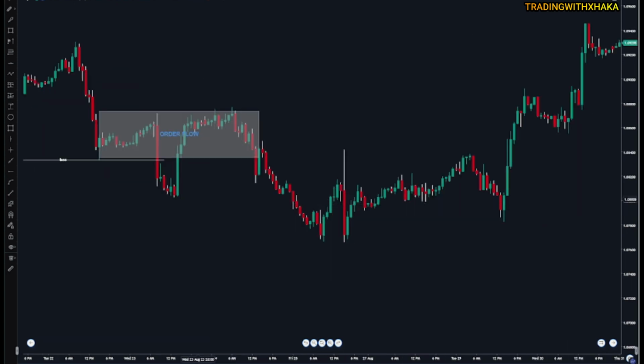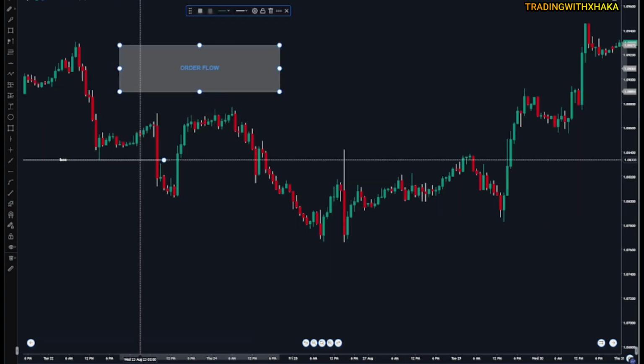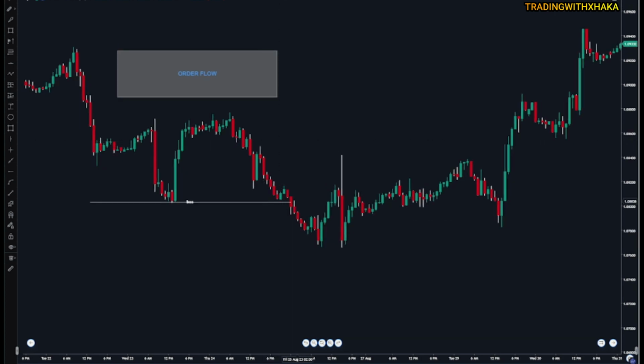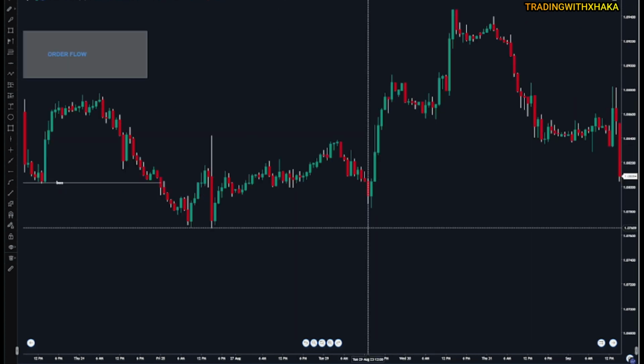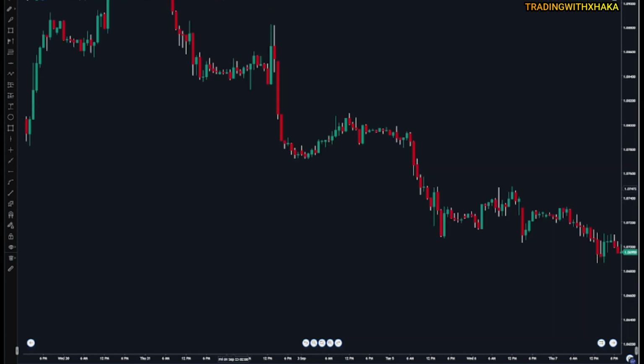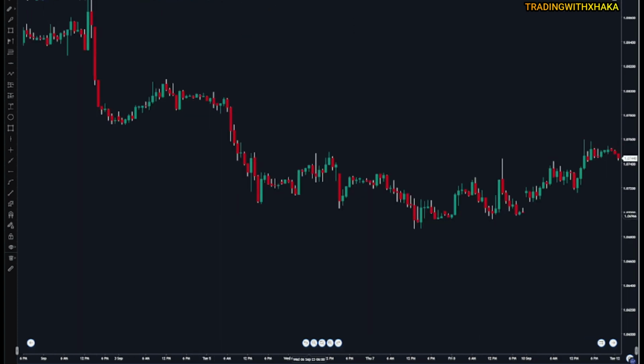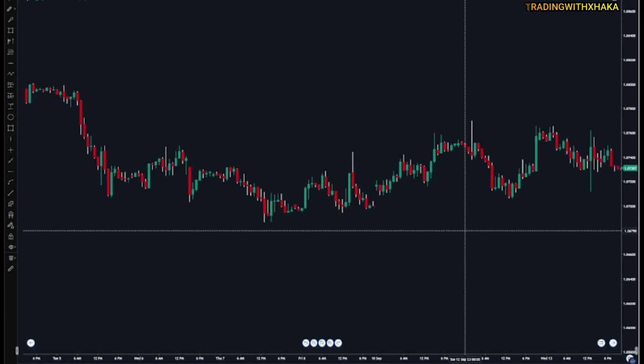So this is another break of structure. This break of structure, where is our order flow? We don't have any order flow here. So we're moving on and on, looking for order flow for entry. But I'm just sharing with you how you can pick out your order flow.